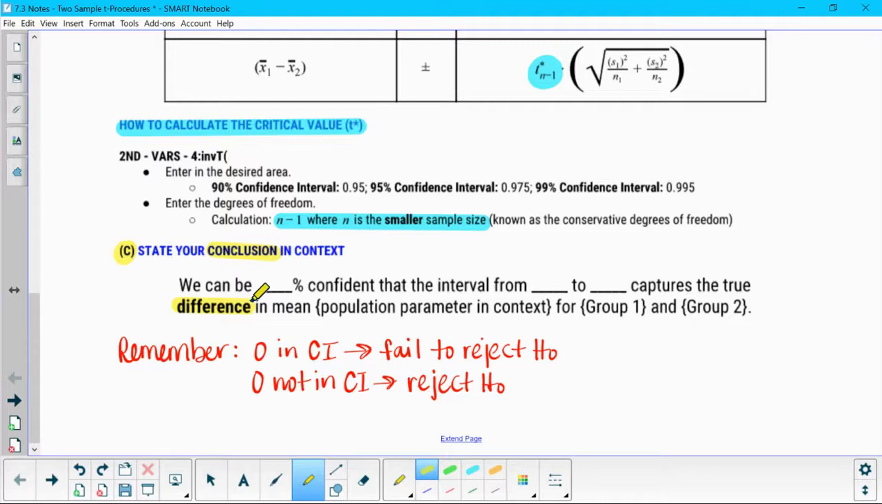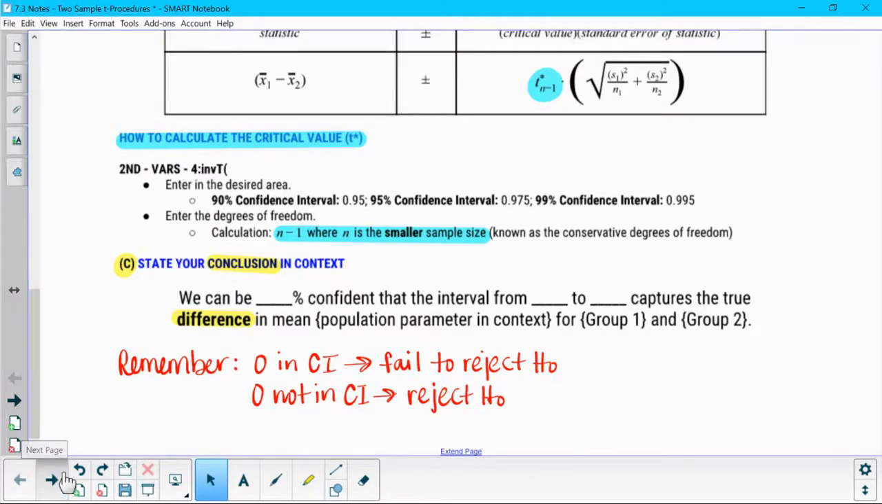So one thing that they often ask you about once you've calculated a confidence interval is, what conclusion could you make for a hypothesis test, for a significance test? Well, because we're dealing with differences, if 0 is in the confidence interval, we fail to reject the null. If 0 is not in the confidence interval, we reject the null.